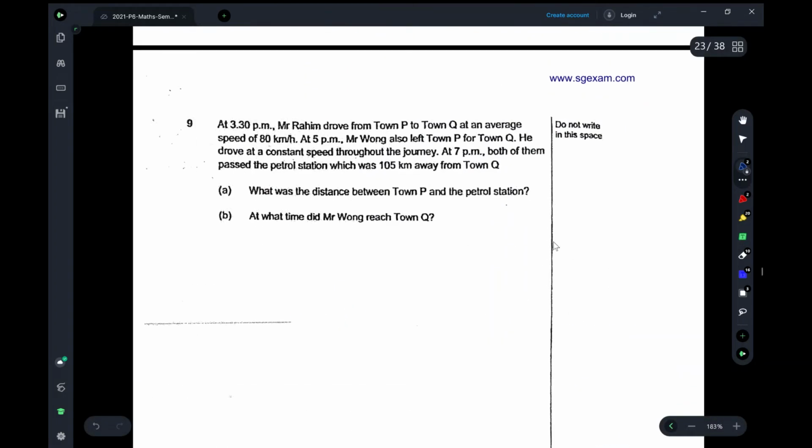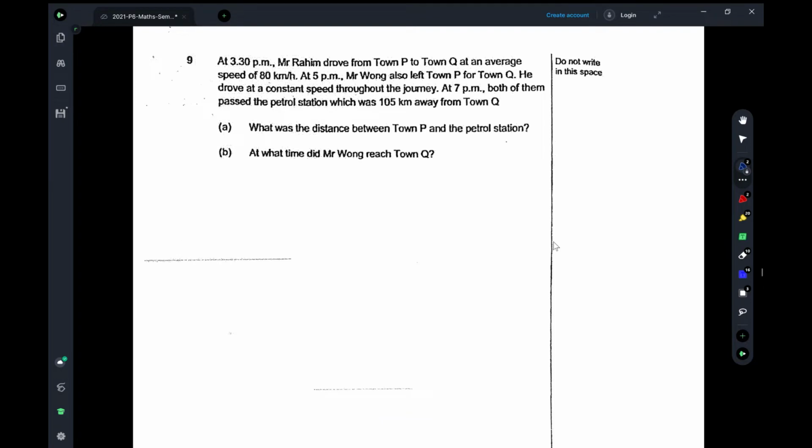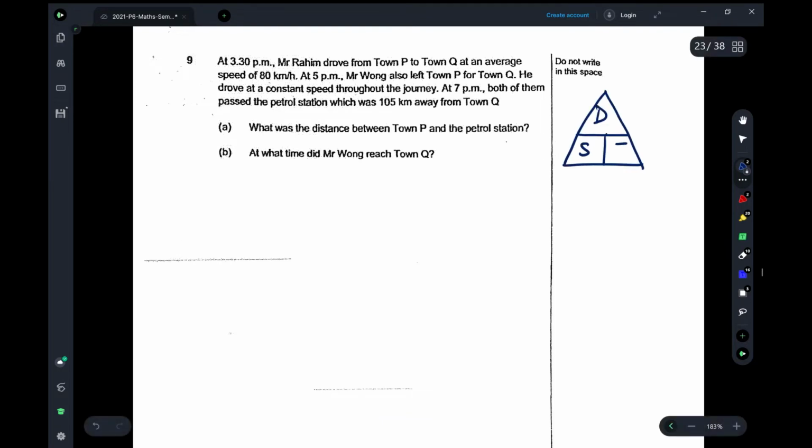Okay, moving on. This is a speed question. Right, so for speed, something to remember: DST, representing distance, speed and time. So to find distance, you use speed multiplied by time. And in order to find speed, you use distance divided by time. Or if you are finding time, you use distance divided by speed. So this part is like a division. This part is multiplication. Okay, so with this, you should be able to solve most of the speed questions.